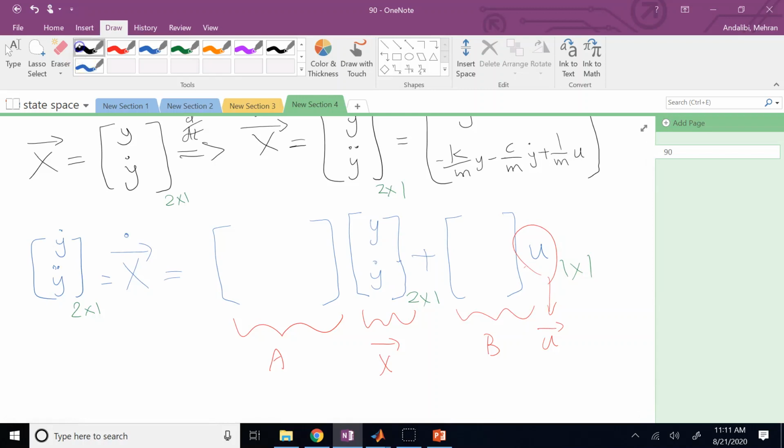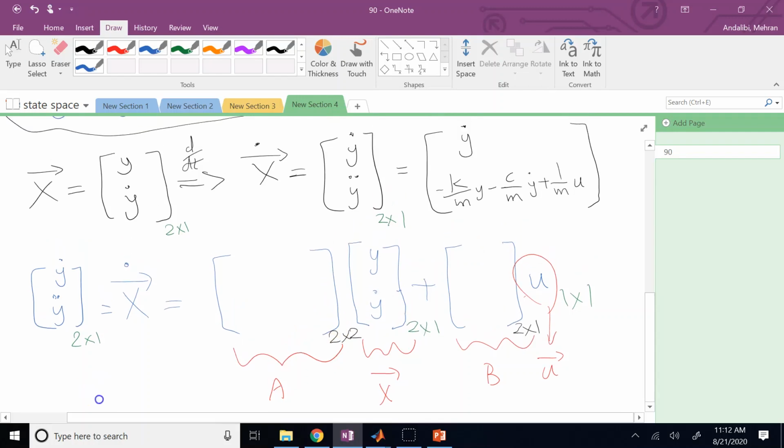So now what are the dimensions of these matrices? What is the dimension of A? What is the dimension of B? So what should I multiply by a 2 by 1 to get another 2 by 1? Of course, the dimension is 2 by 2. And what should I multiply by a 1 by 1 to get a 2 by 1? Of course, a 2 by 1. So A is a 2 by 2, B is a 2 by 1. So let's see.